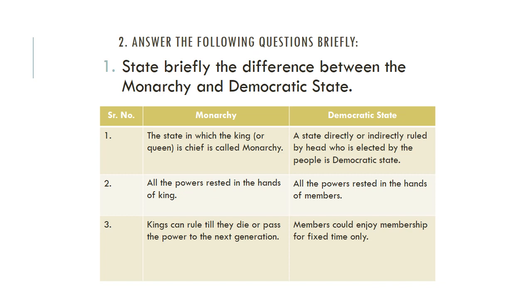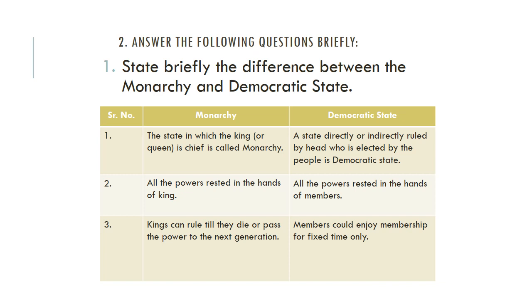Second exercise, answer the following questions briefly. First question, state briefly the difference between the monarchy and democratic state. Now, democratic state, in the whole chapter we have used the word republic. Republic and democratic state have the same kind of governance. So, we'll use the same thing.